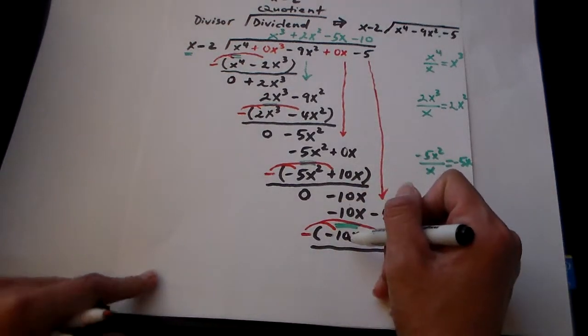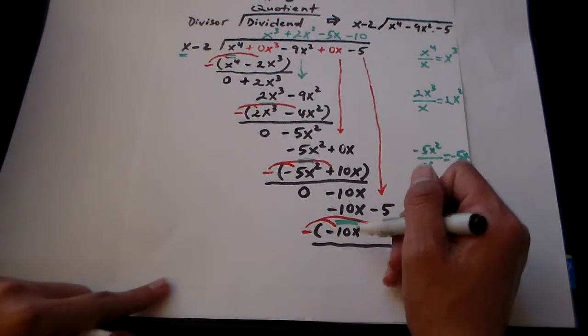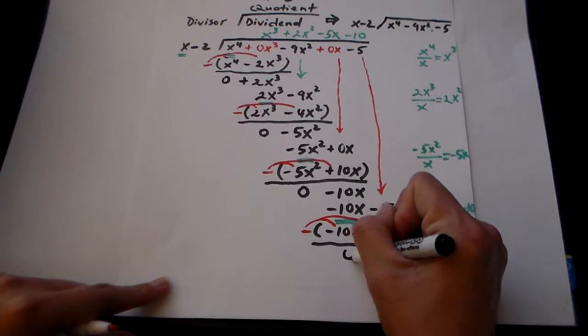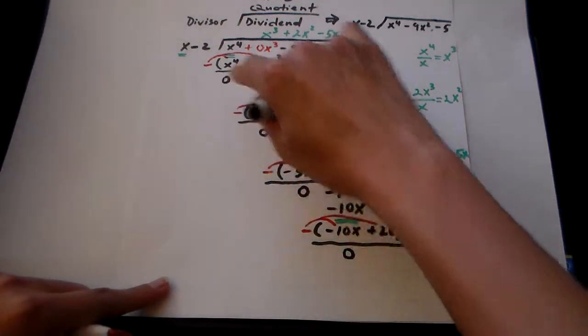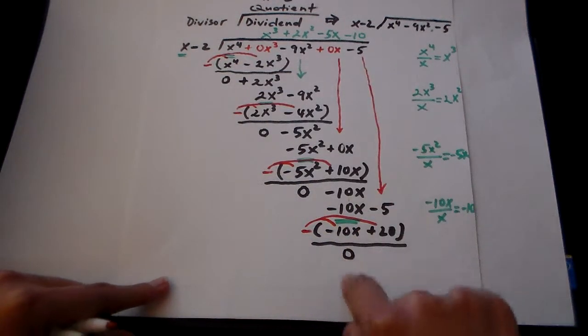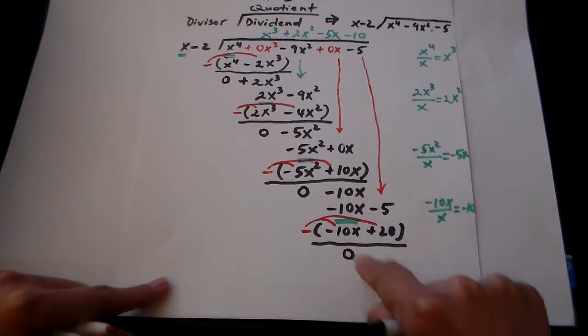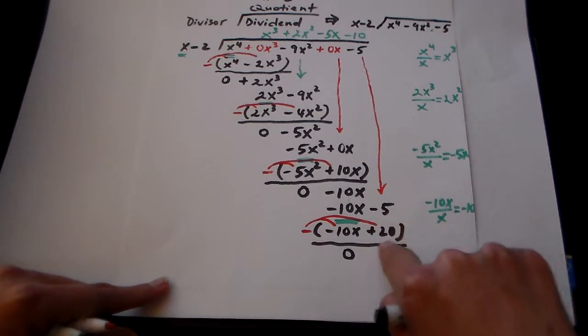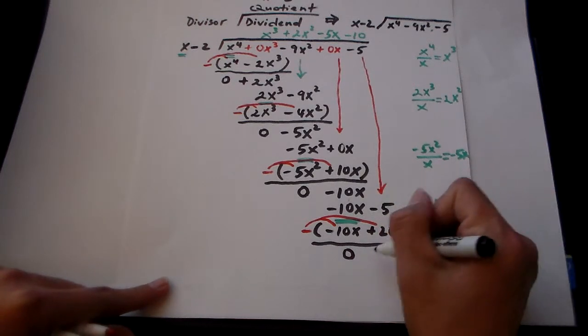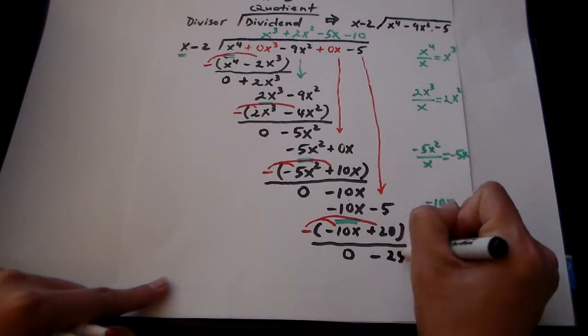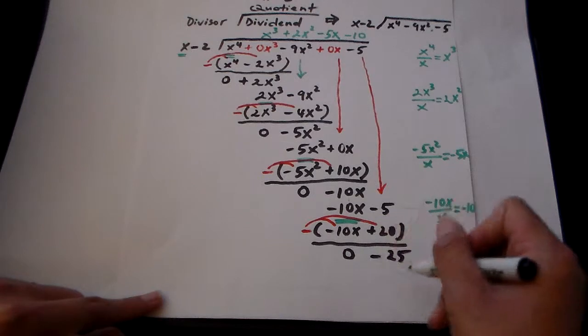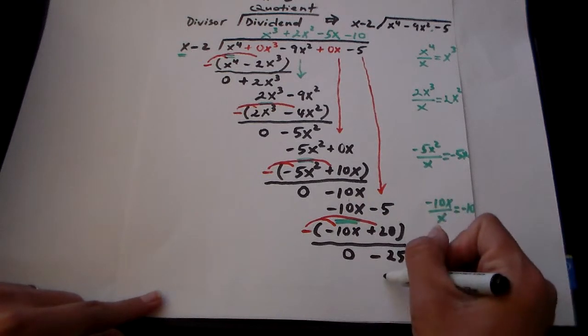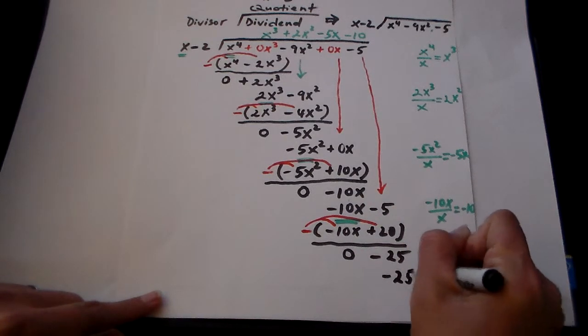So negative times negative is positive 10x. Subtract 10x is 0. Again, should be no surprise. You want to eliminate the term with the x variable in this step. Negative times positive 20 is negative 20. Negative 20, subtract 5 is negative 25. Okay? So you simplify this. 0 minus 25 is negative 25.